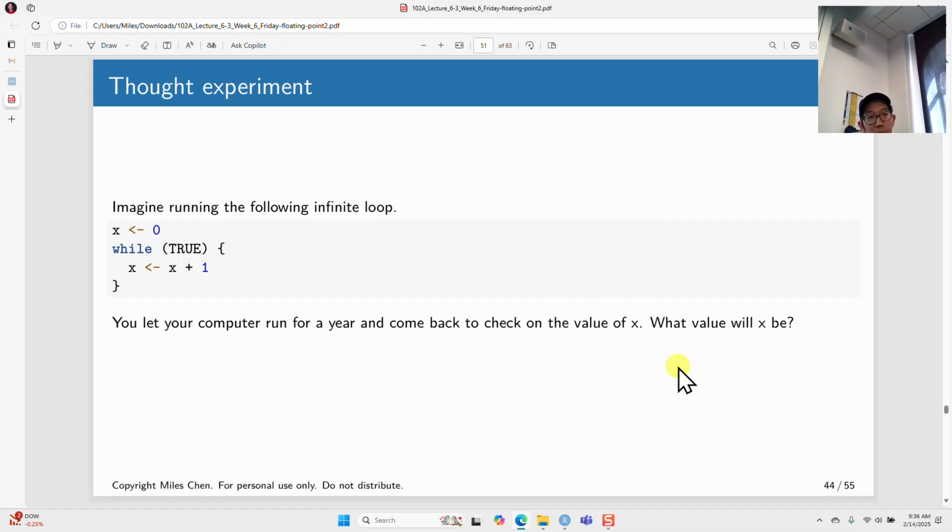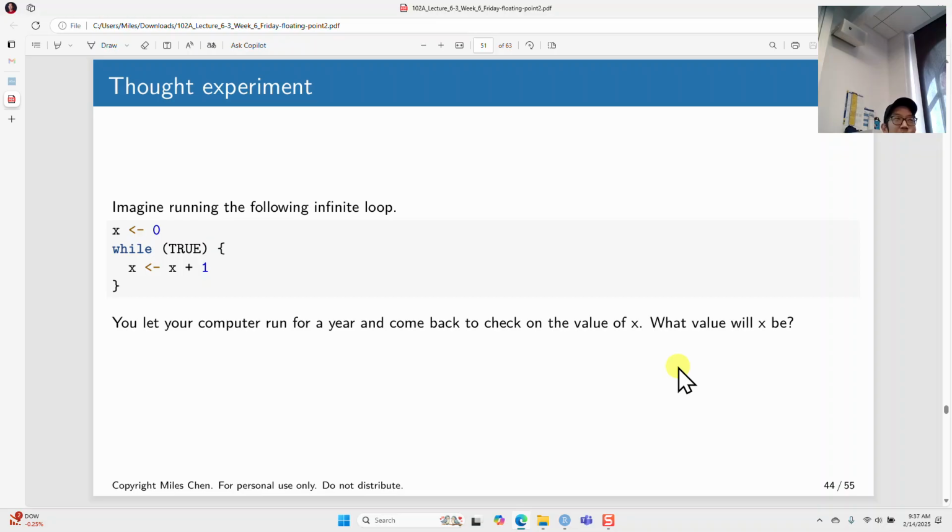Here is a thought experiment. Imagine we run this infinite loop. I start off with x is 0, and then I say while true, which just means it's going to run forever, x is going to be x plus 1. And I just let this go. So it goes 1, 2, 3, 4, 5, 6, 7, 8, keeps going.